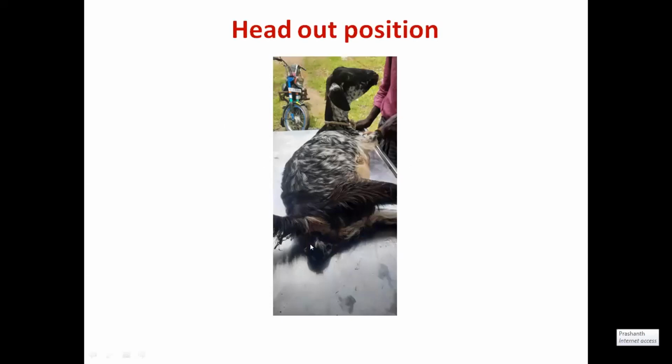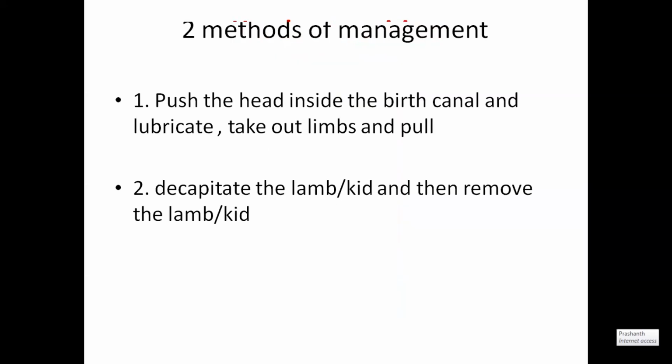What to do? Whenever a case is presented like this with only the head out of the body, we should decide that we can take out the fetus by two methods. One is we can push the head inside the birth canal. If there is space and lubrication, then we can push it inside the birth canal. After completely pushing it in, we can take out the forelimbs first.